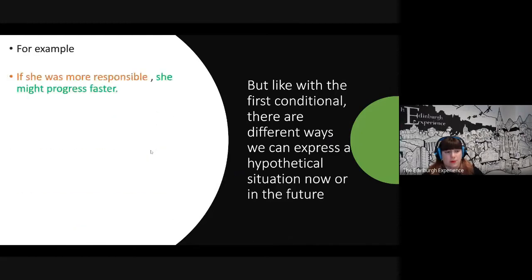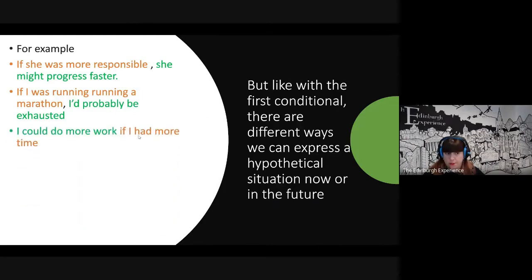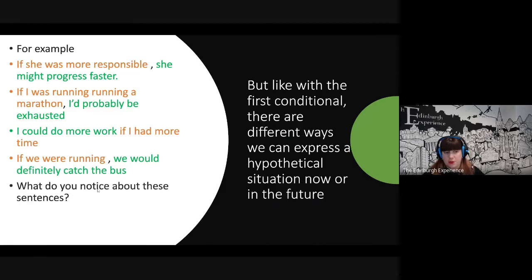Here are some examples. If she was more responsible, she might progress faster. If I was running a marathon, I'd probably be exhausted. I could do more work if I had more time. If we were running, we would definitely catch the bus. Have a look at those examples. Tell me what you notice about those sentences and think about what structures we're using here. How are they different from that classic if with past simple and would with infinitive structure that we saw before? Take a little minute to look at the examples.